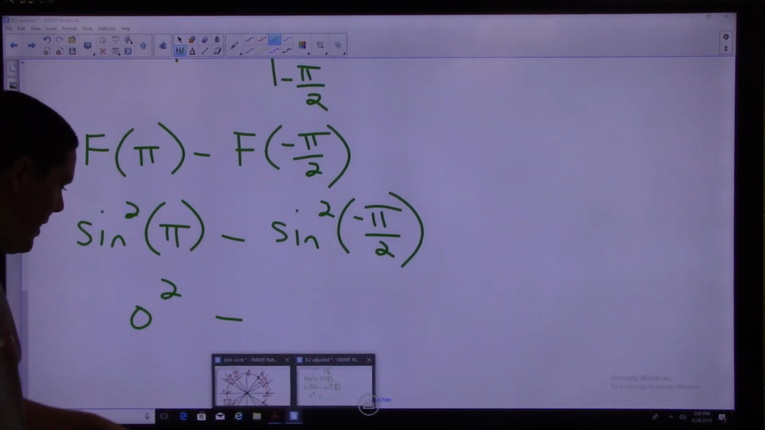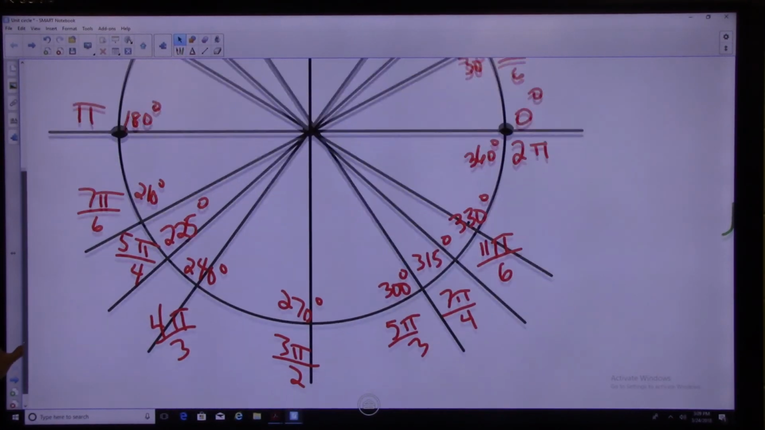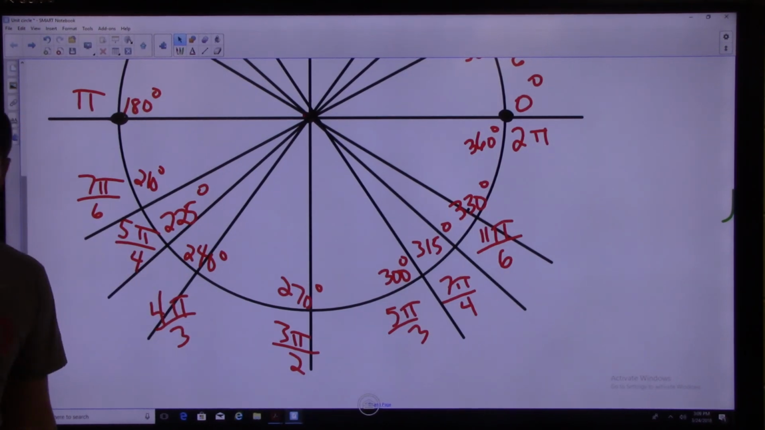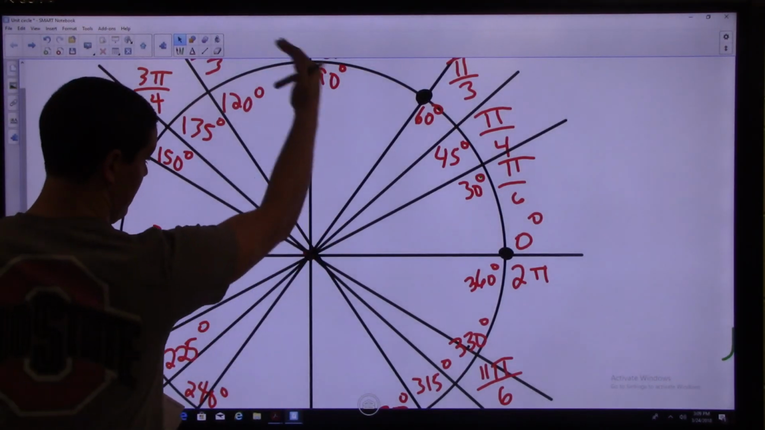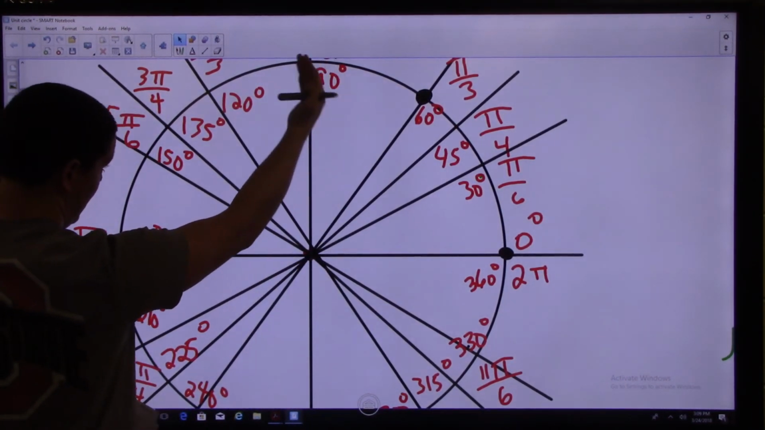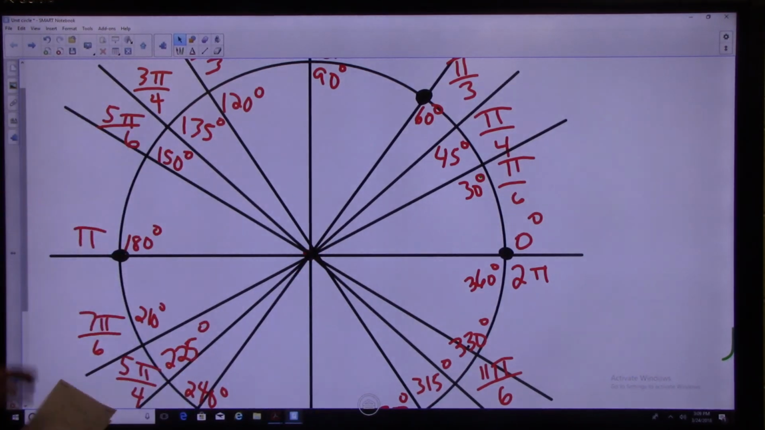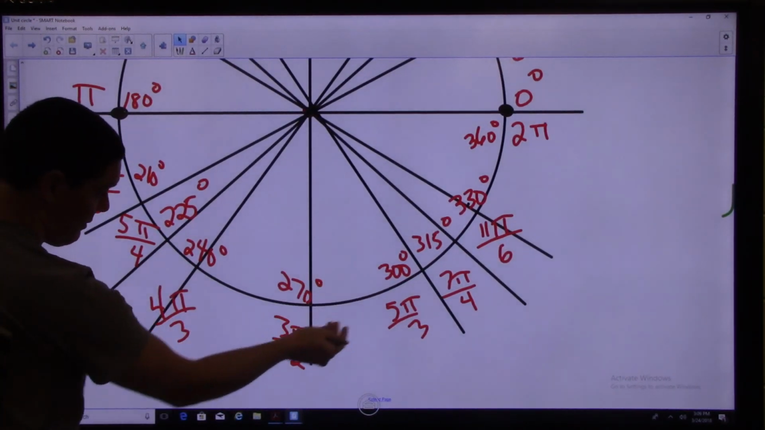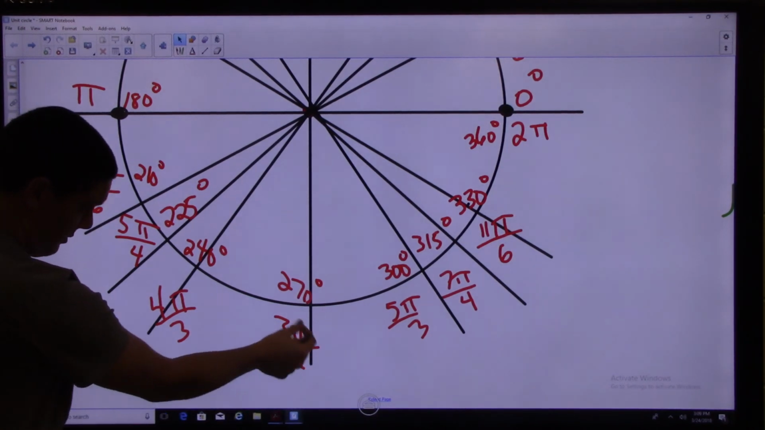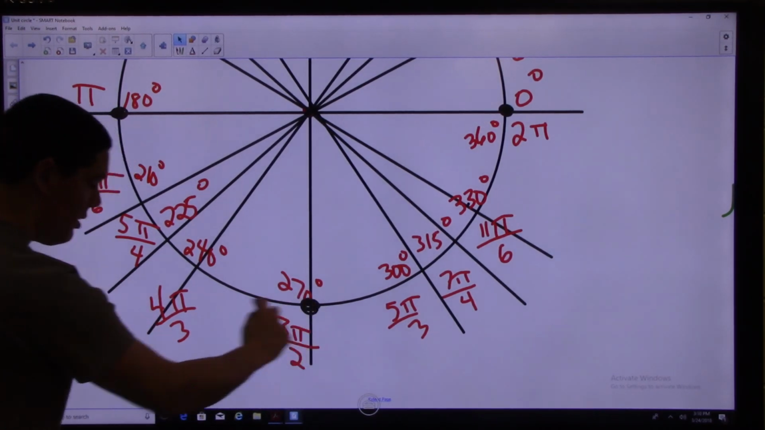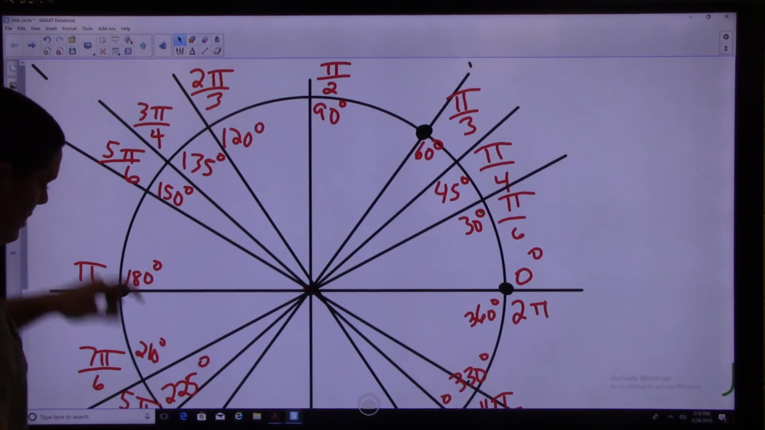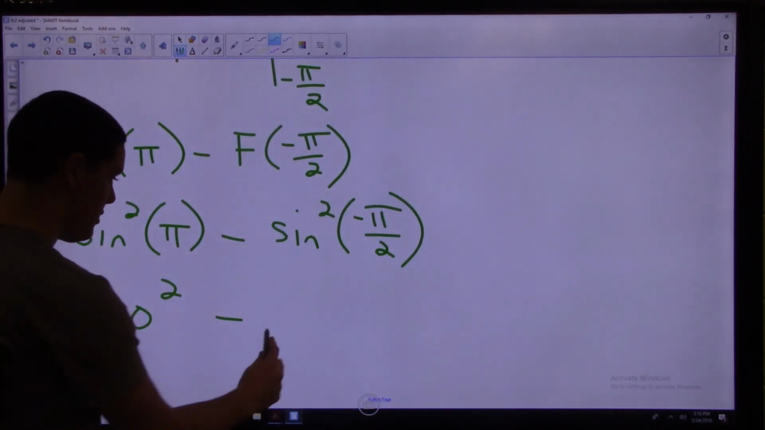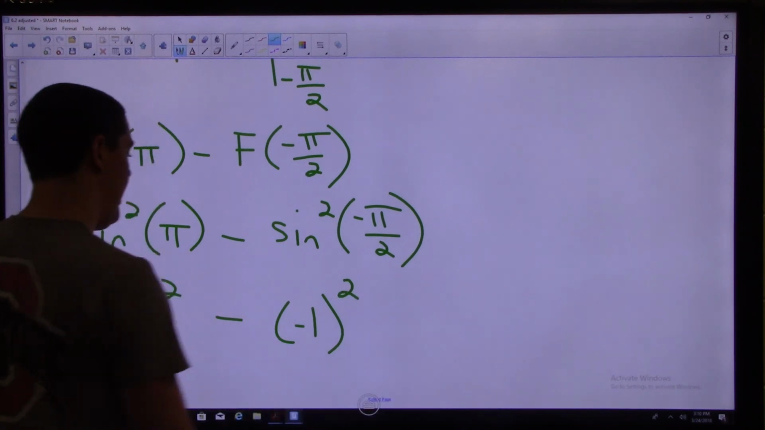So look at the sine of negative pi over 2. Just to review this concept, if positive pi over 2 is 90 degrees in this direction, then negative pi over 2 would be 90 degrees in that direction. So negative pi over 2 radians would be right here. So what is the y value of that point? Well, since it's a unit circle, the y value is going to be negative 1. So let's plug that in. It's going to be negative 1 squared.